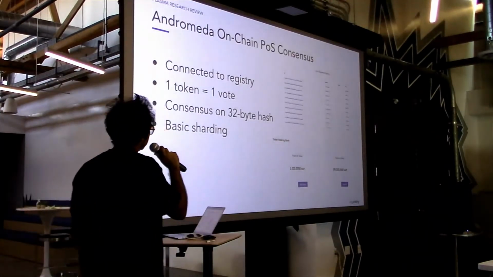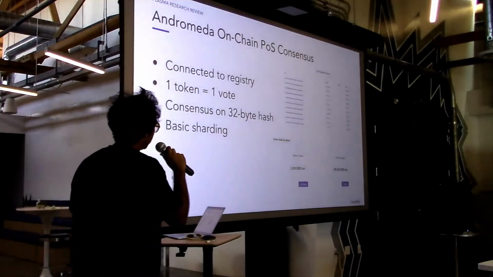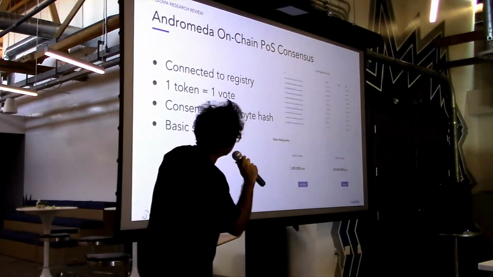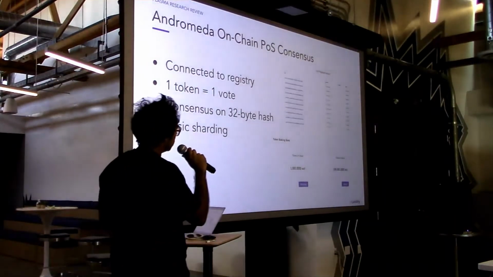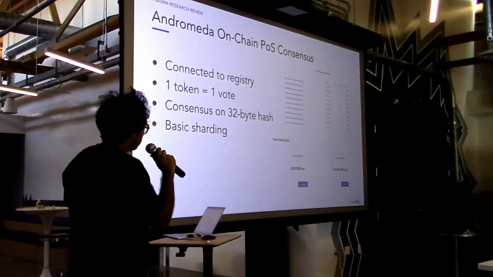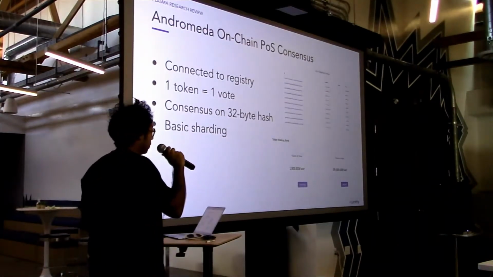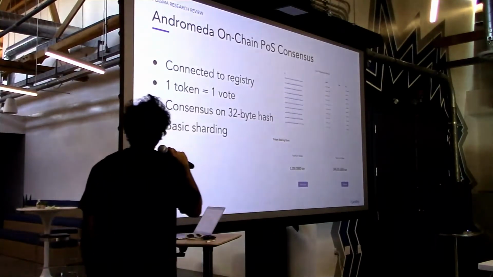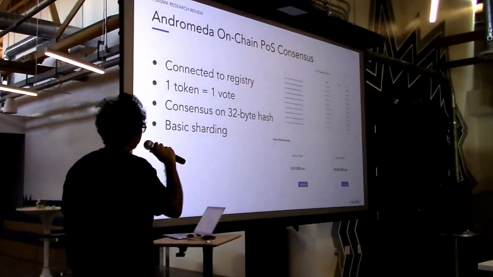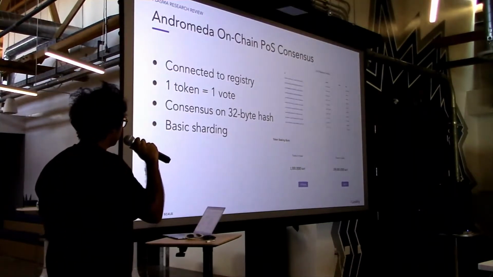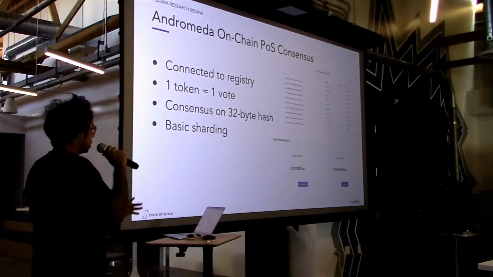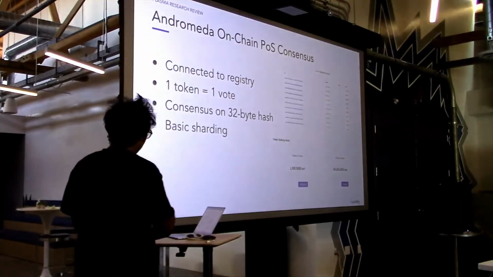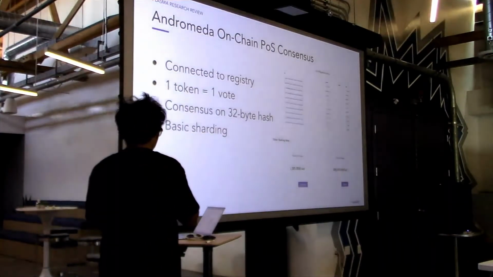Okay, so the way that we achieve our sidechain proof of stake consensus is what we call Andromeda. First of all, it's connected to a registry, so you can see some screenshots here, but it could be any registry. It could be a TCR, so you might be creating a curated set of verifiers, or in this case, it's a proof of authority. So the way that it works is you have a one token, one vote mechanism, and consensus is just consensus on a 32-byte hash. So whatever that 32-byte hash represents can be anything.